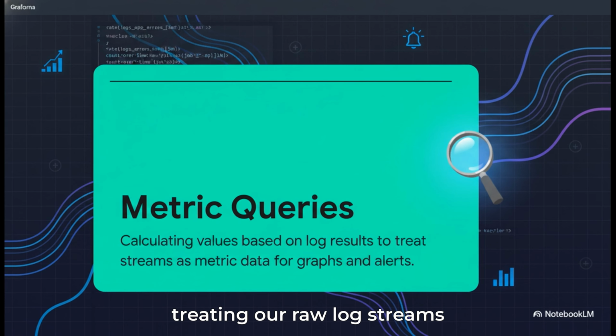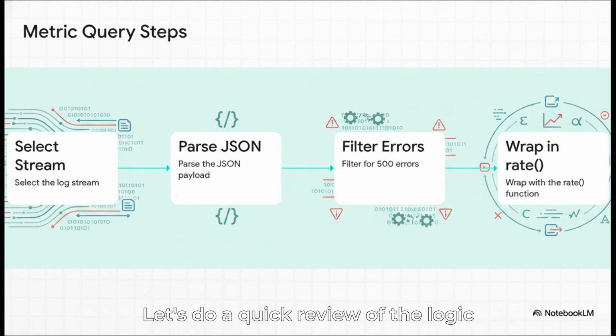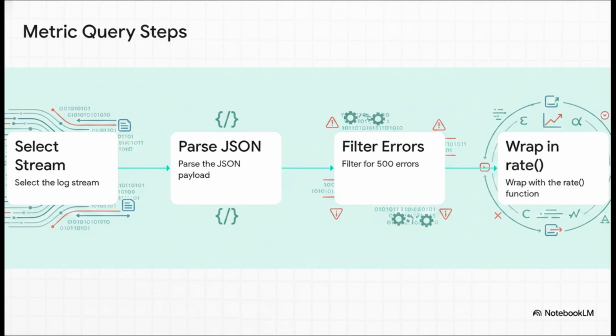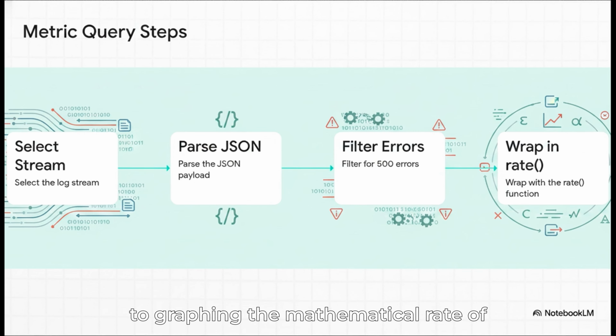We are effectively treating our raw log streams as a direct source of rate data, which lets us generate actual graphs and alerts. Let's do a quick review of the logic for this conversion. First, select the stream. Second, parse that JSON. Third, filter for the 500s. And then the final, absolute magic step, we wrap that entire pipeline in a rate function. We're leveling up from looking at individual lines of text to graphing the mathematical rate of those lines over time.